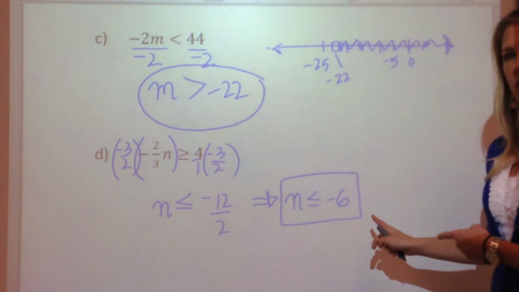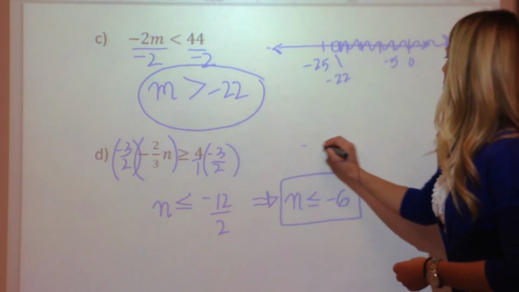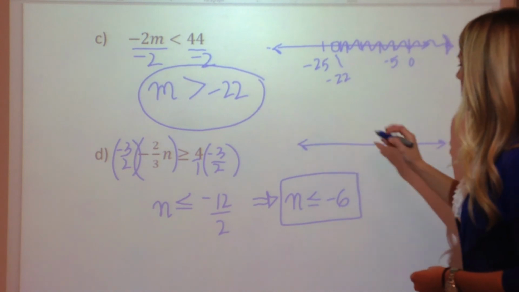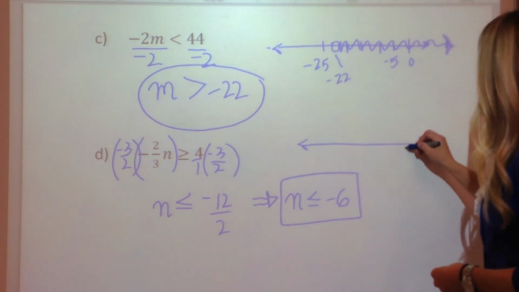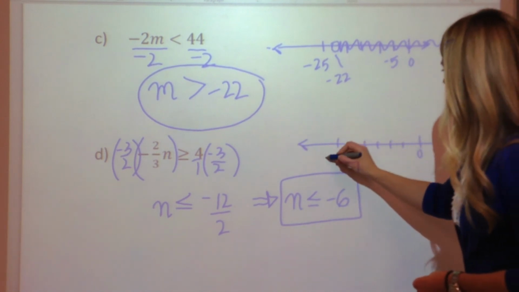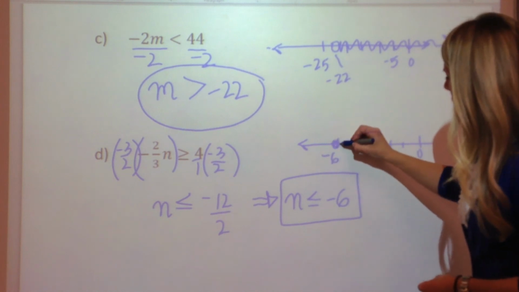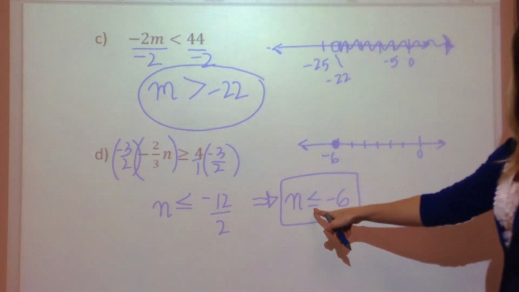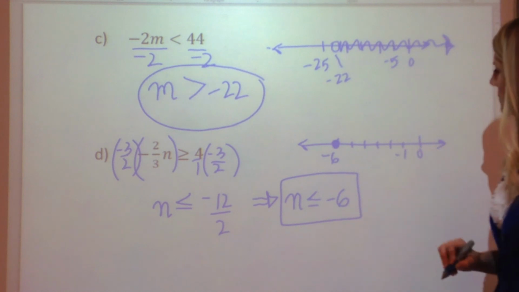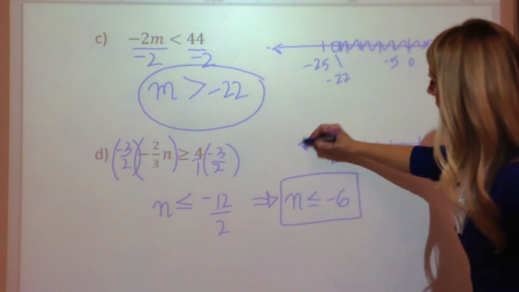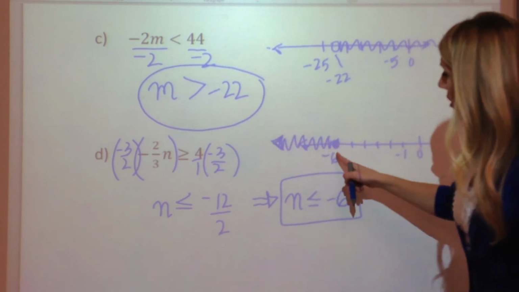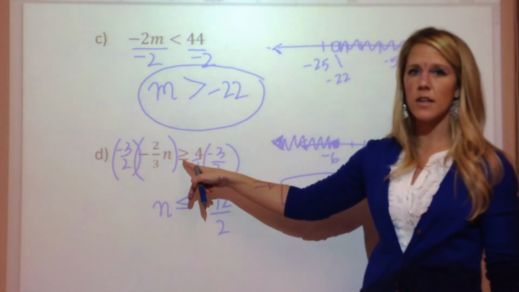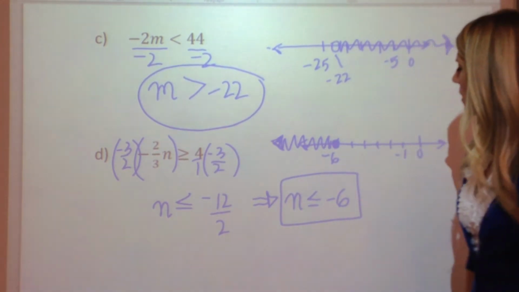So in this case, negative 6 is included in the solution. So the way I represent that on a number line is with a closed circle because it is equal to. Less than, so anything to the left of negative 6 will work, including negative 6, because it can be greater than that number or equal to as well.